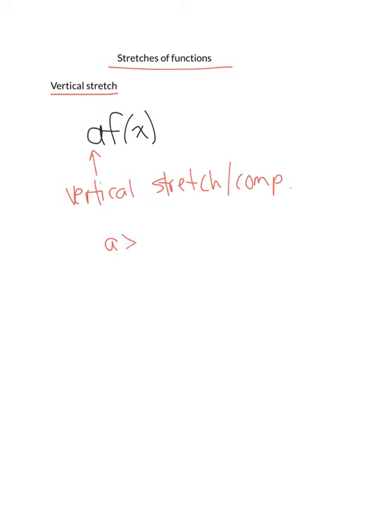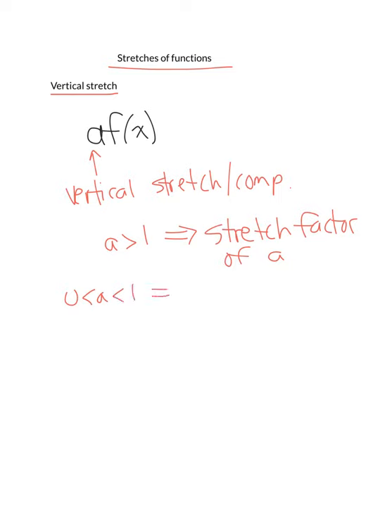Now for this one, if a is greater than 1, that means that we have a stretch by a factor of a. And if a is between 0 and 1, that means that we have a compression by a factor of a. Now remember, if a is negative, that doesn't really tell you anything other than there's a reflection. The a itself should only be the number. So even if it says a negative 2 in front of something, the a is only 2. The negative is dealt with later when we're dealing with the reflections.